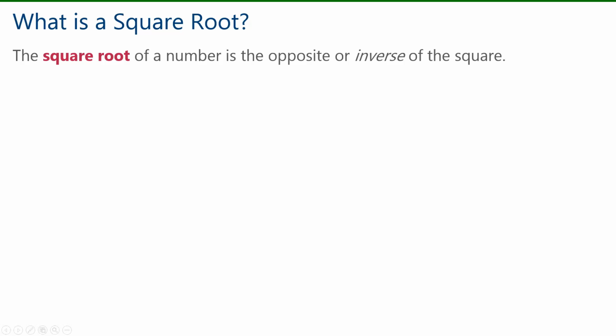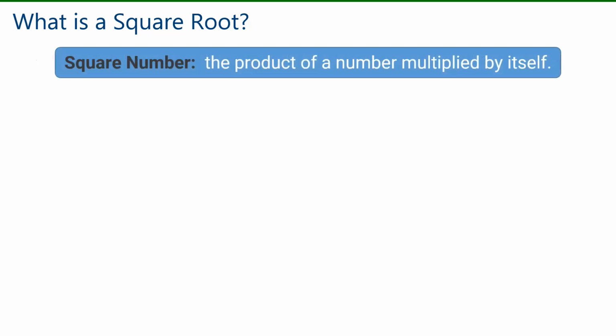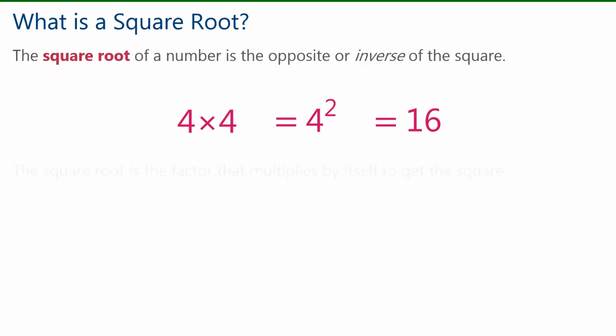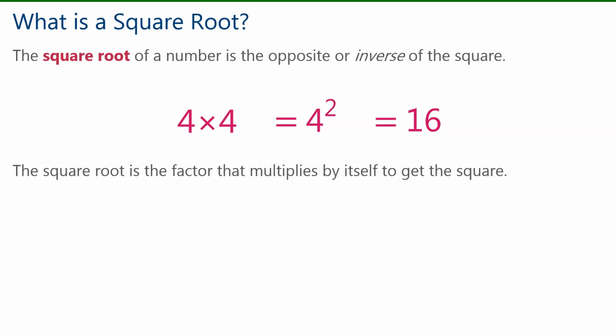The square root of a number is the opposite or inverse of the square. Remember, a square number is the product of a number multiplied by itself. So in this case, 4 times 4 was equal to 4 squared, which is equal to 16. 16 is the square number because 4 times 4 produces 16. So the square root is the factor that multiplies by itself to get the square. So in this case, 4 is the square root because 4 multiplied by itself produces the square, which is 16.